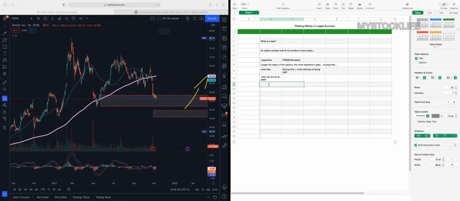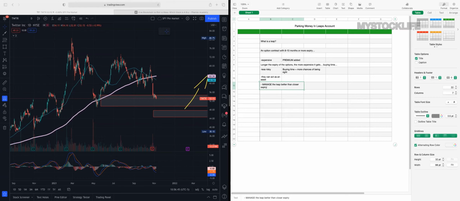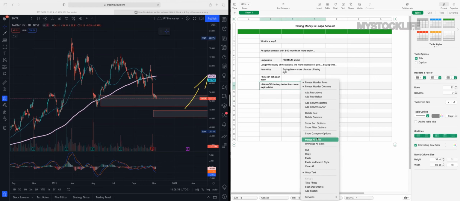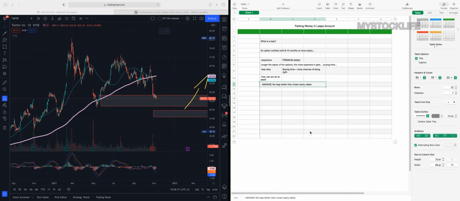We'll go over this once I go into the numbers. You can manage the leaps better than closer expiry dates. The reason is, one example we'll go over is the Twitter leaps that I have, what exactly happened with them, and how I'm going to manage them in the coming month. And with leaps, when the stock goes up a lot, it gives you options.